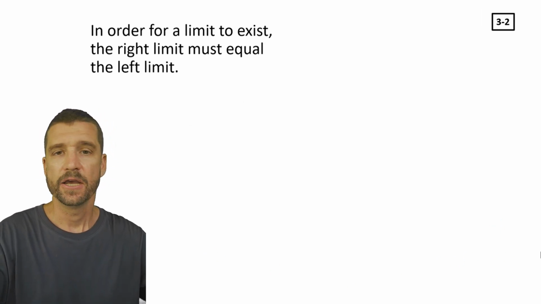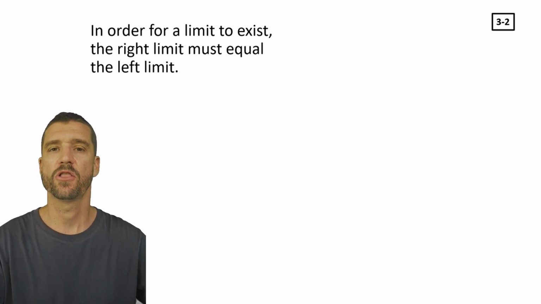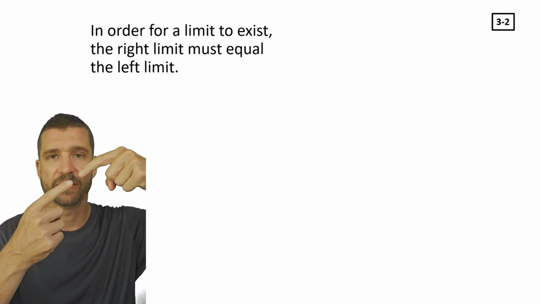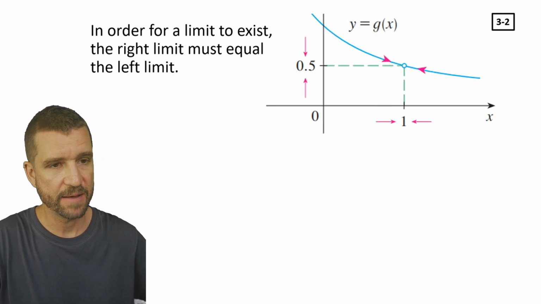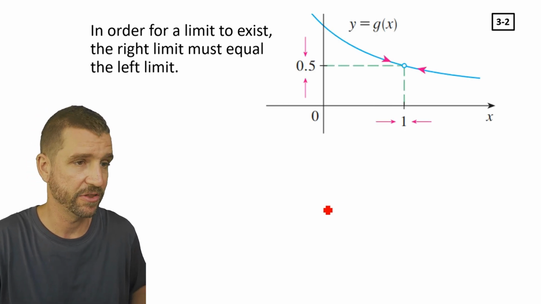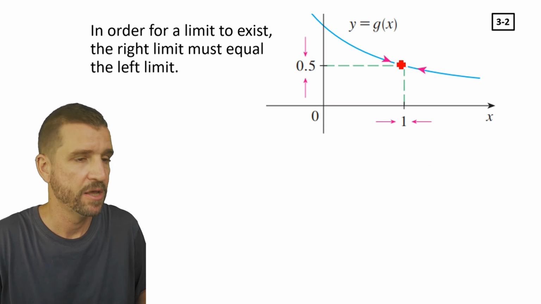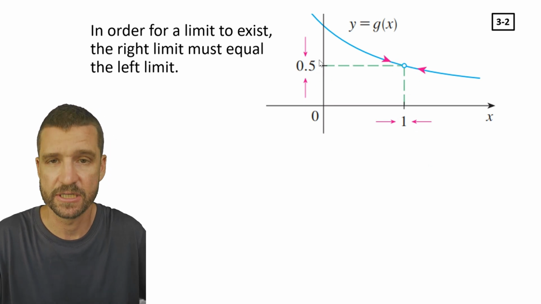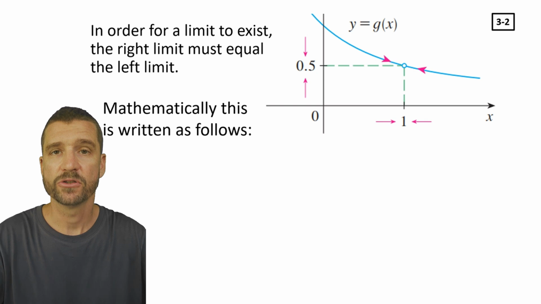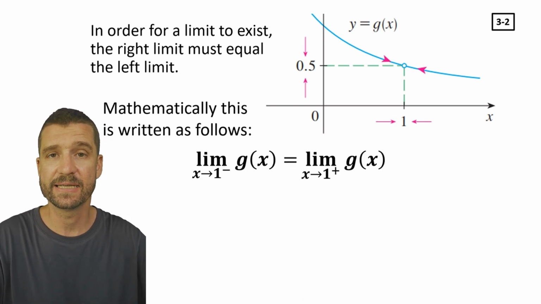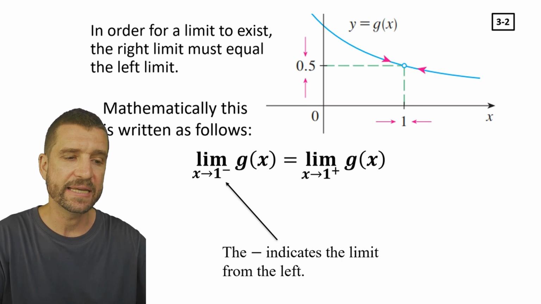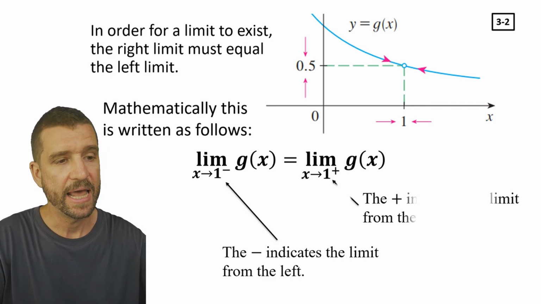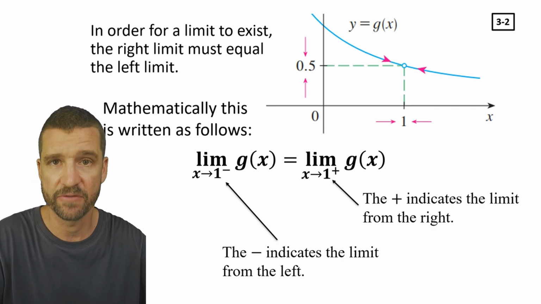So first of all, we know that in order for a limit to exist, the right and left limits must equal one another, right? So here, for example, this limit exists, both the left and the right. As x approaches 1, both the left and the right limits are approaching 0.5. Now, to write this mathematically, we write it as you see here. That negative indicates the limit from the left, and a positive indicates the limit from the right.